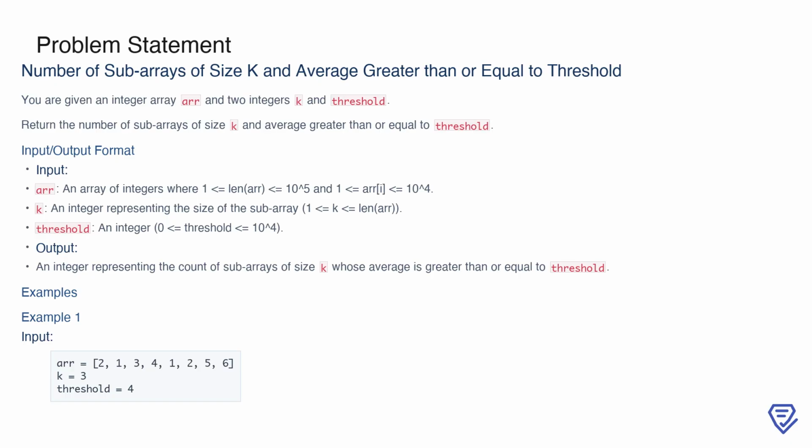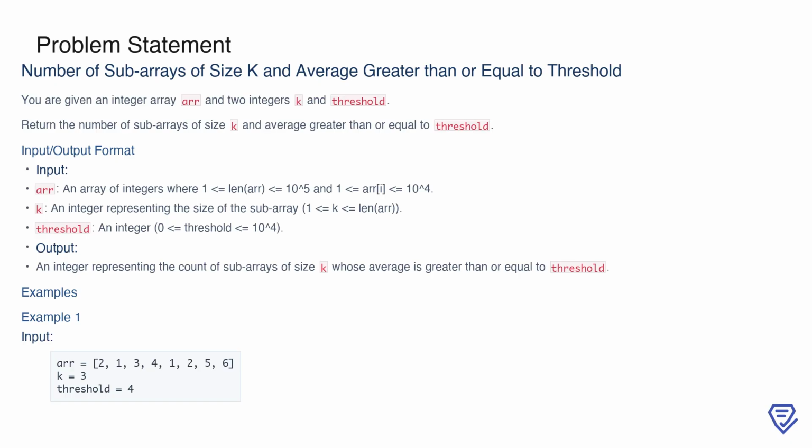In this problem, we are tasked with finding the number of subarrays of a given size k within an integer array ARR such that the average of the elements in each subarray is greater than or equal to a specified threshold. The input consists of the array ARR, an integer k representing the size of the subarray, and another integer threshold. The output will be a single integer indicating the count of such subarrays that meet the condition.